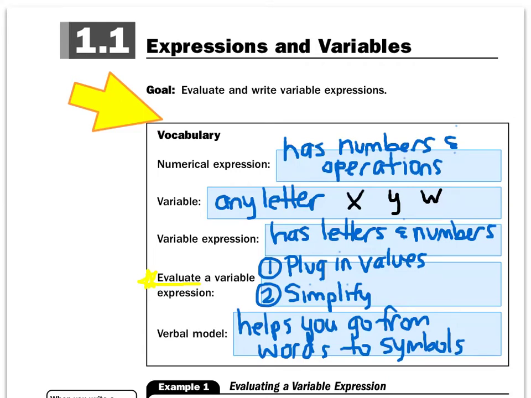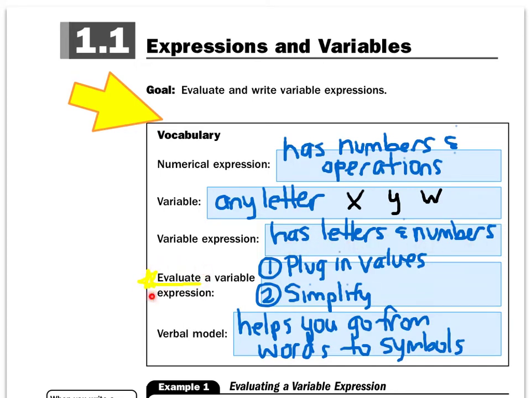Today we're looking at expressions and variables. So some important vocabulary. The first words are numerical expression. Numerical means that it has numbers and operations. Anytime I say operations, I'm talking about addition, subtraction, multiplication, and division. A variable can be any letter that represents a value, for example, X or Y or W. A variable expression, well, that has letters and numbers in it.